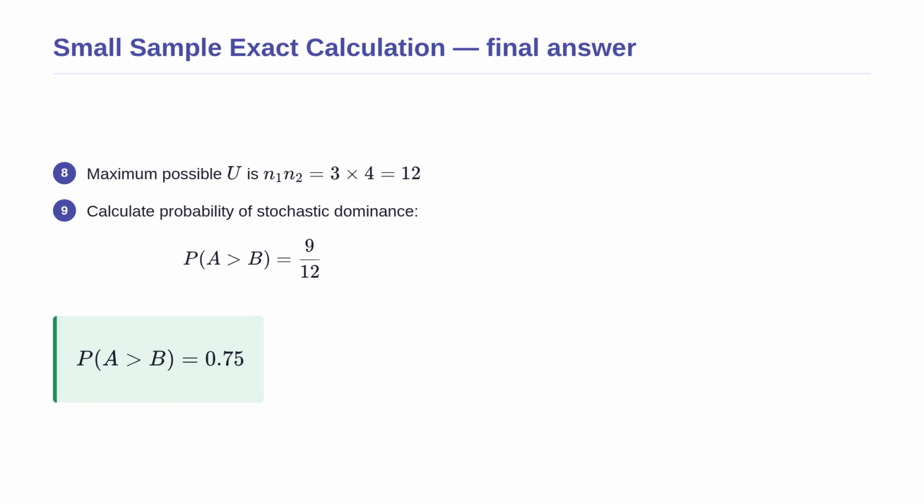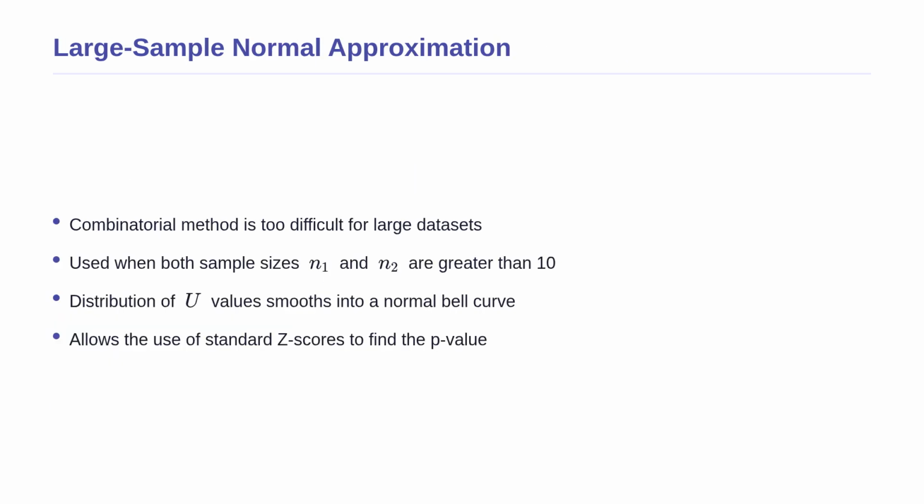Now that we have our U statistic of 9, let us interpret it. This means that 9 times out of the total possible pairings, a plot using fertilizer A had a strictly higher yield than a plot using fertilizer B. The maximum possible U is N1 times N2, which is 12. We calculate the probability of stochastic dominance by dividing 9 by 12, giving us 0.75. This means there is a 75% chance that a random plot with fertilizer A will outproduce a random plot with fertilizer B. That combinatorial approach is perfect for small samples.